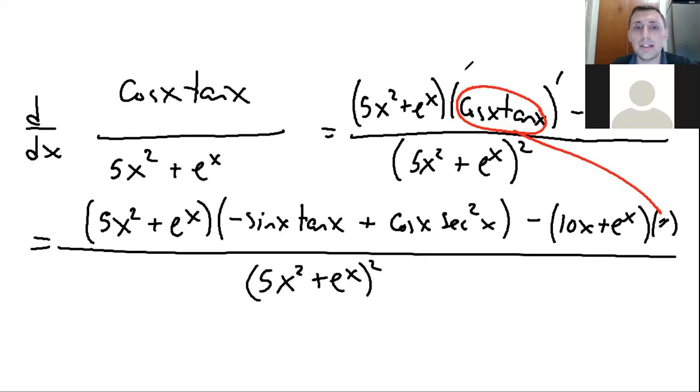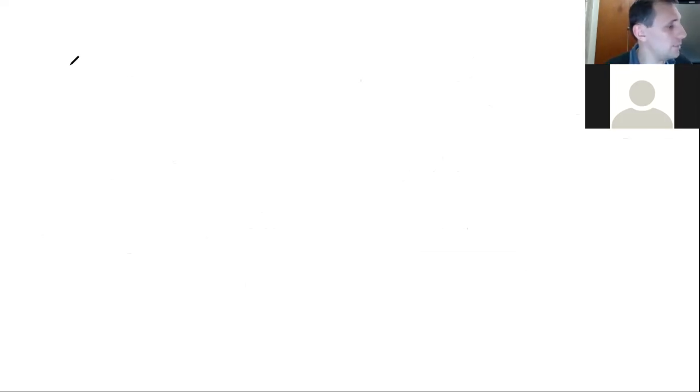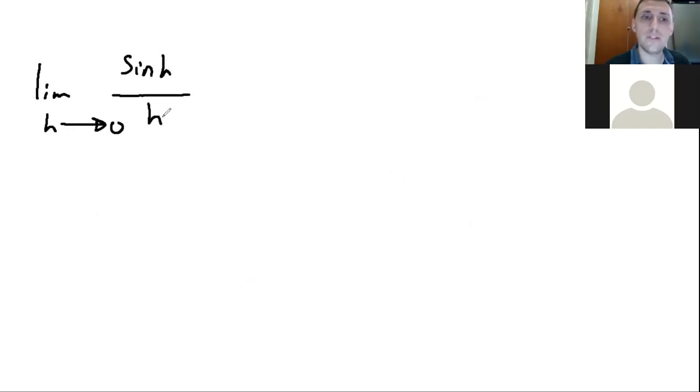Now here is my next question, guys. We have talked about this in the previous class, I believe. We talked about the limit as h goes to 0 of sine h divided by h, correct? Now, h is measured in radians, right?